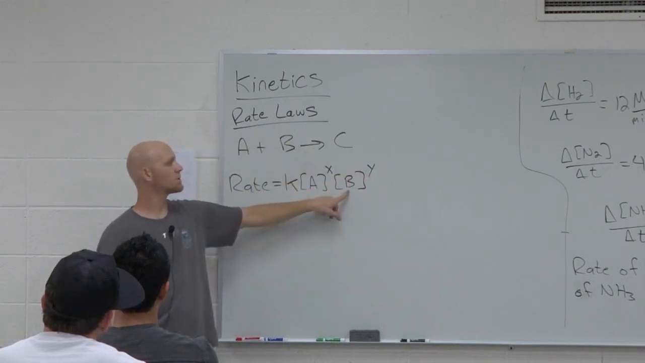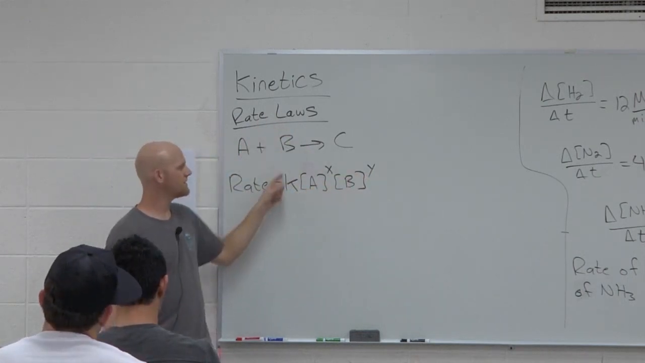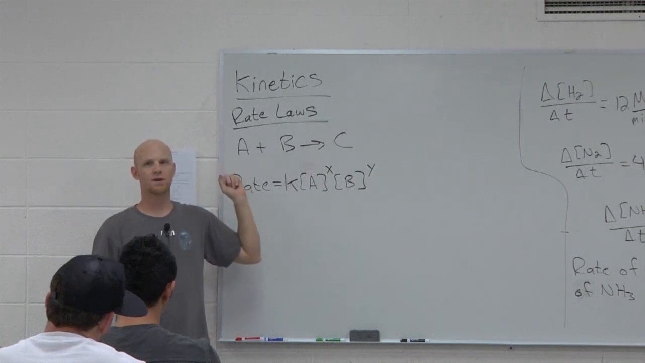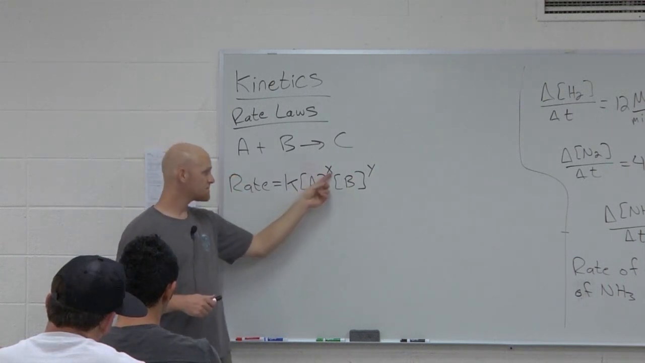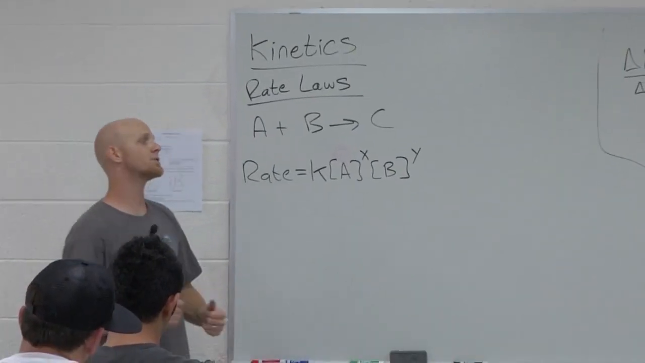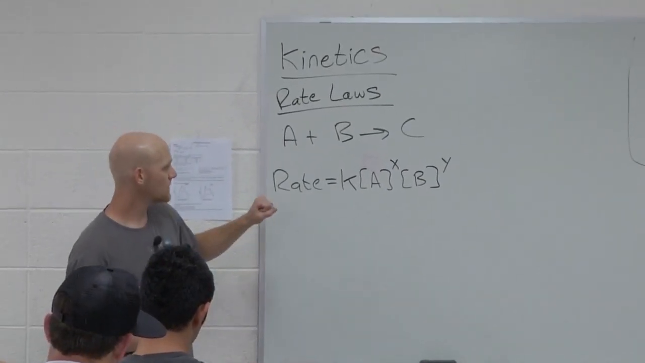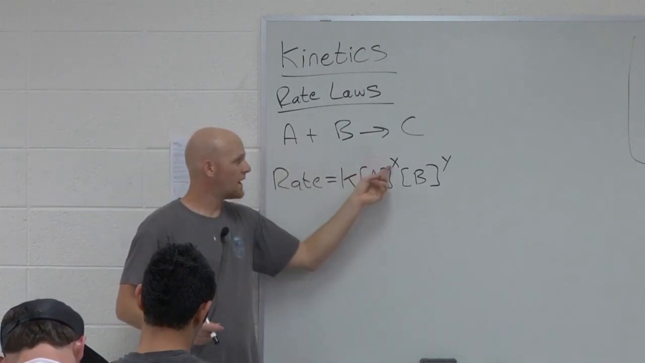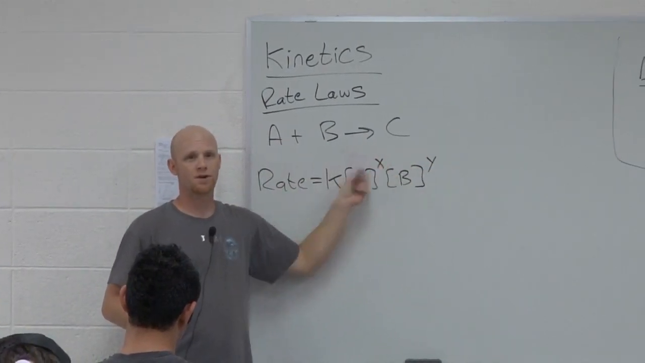So x here would be defined as the order with respect to reactant A. Y would be called the order with respect to reactant B. What would be the overall order of this rate law here? X plus Y. You just add them together. All the individual reactant orders add together to give you the overall reaction order. Cool. Where do you get these exponents, these orders from?